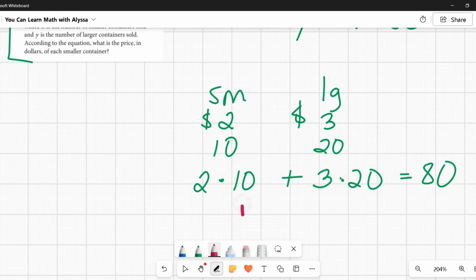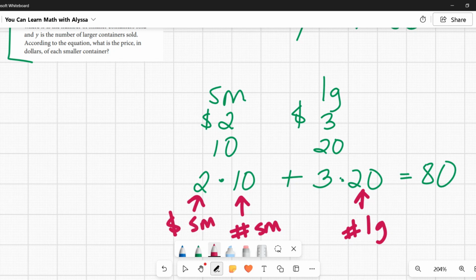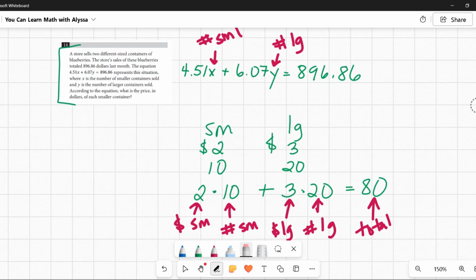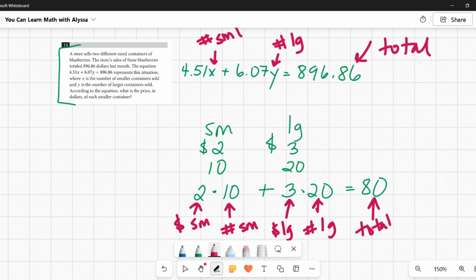And what was in this equation? What did I have here? Here I had the number of the smaller containers. Here I had the number of the larger containers. Here I had the price of the smaller containers. And here I had the price of the larger containers. And here was my total. Okay, so it looks like I've created an equation that is very much like this other equation. I'm going to put here, this was the total. What they're asking is, what is the price of each smaller container?